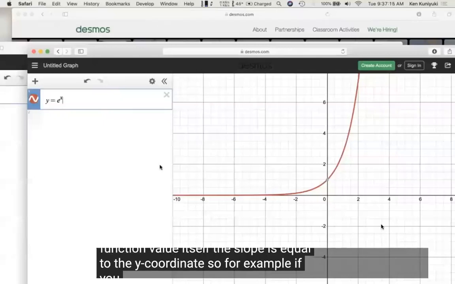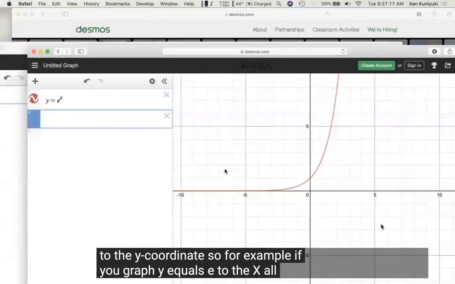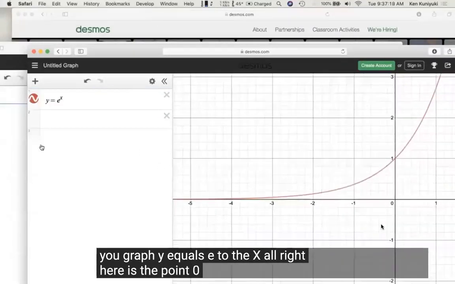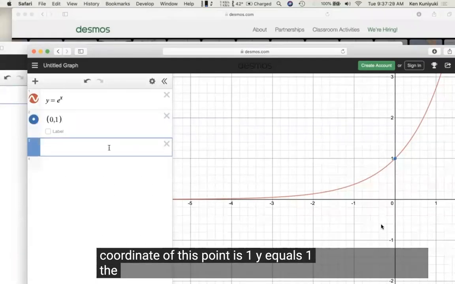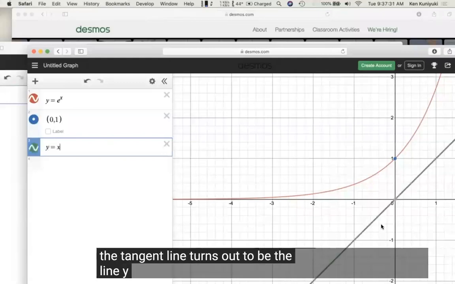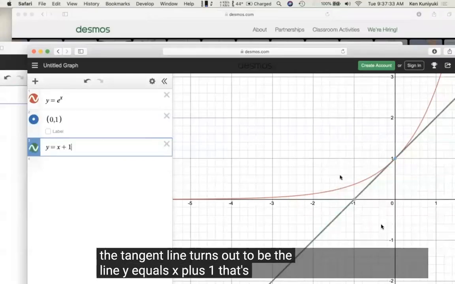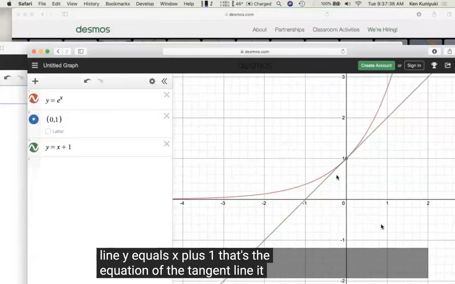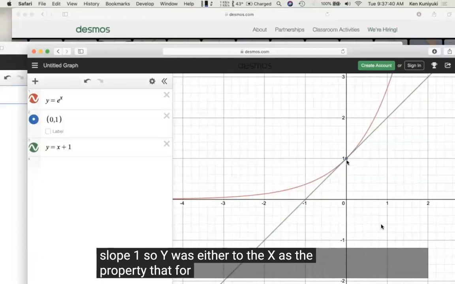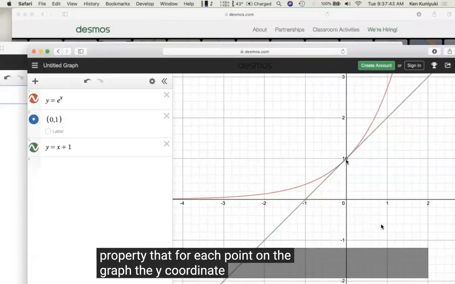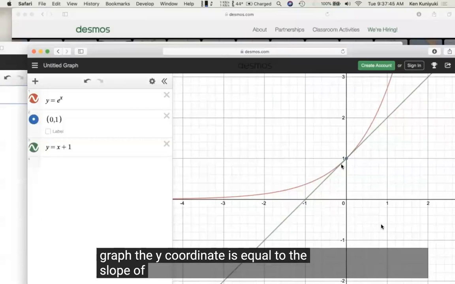So for example, if you graph y equals e to the x, here is the point 0, 1. The y coordinate of this point is 1, y equals 1. The tangent line turns out to be the line y equals x plus 1. That's the equation of the tangent line. It has slope 1. So y equals e to the x has the property that for each point on the graph, the y coordinate is equal to the slope of the tangent line there, which is a cool property.